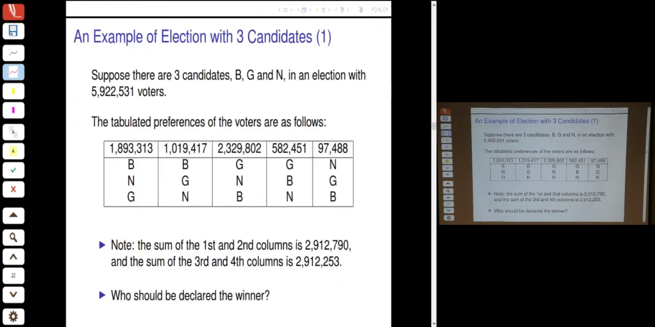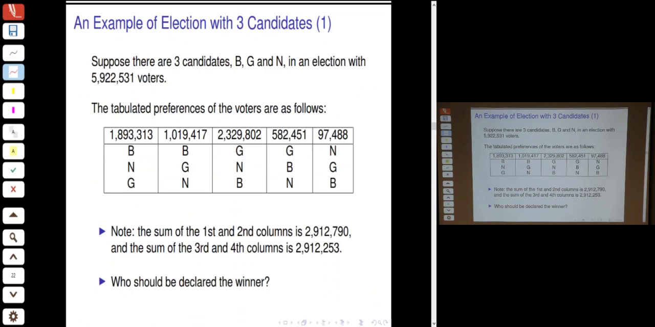Okay, so let us now look at some examples. Suppose there are three candidates B, G, and N, standing for blue, green, and neutral, in an election with 5922531 voters. The tabulated profiles of the voters are as follows.